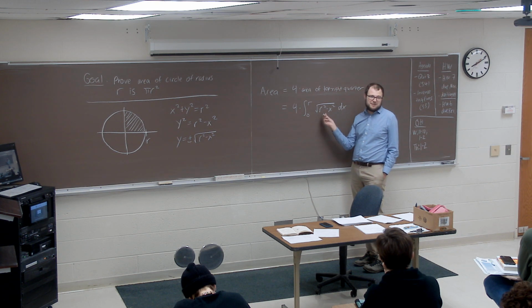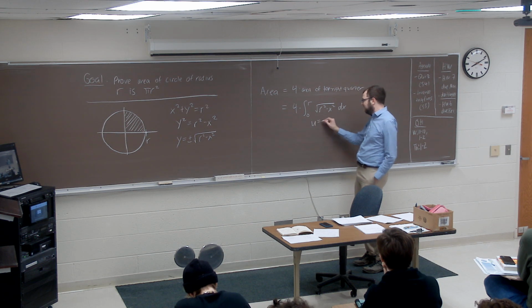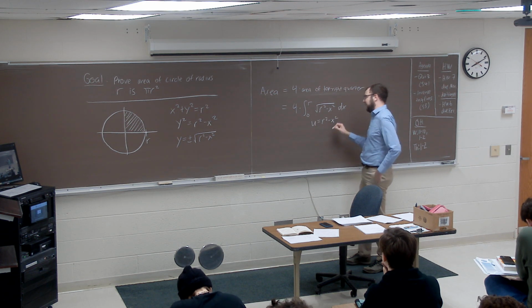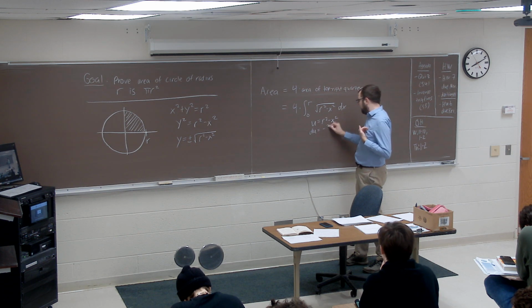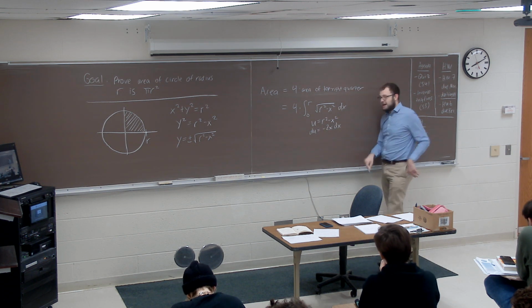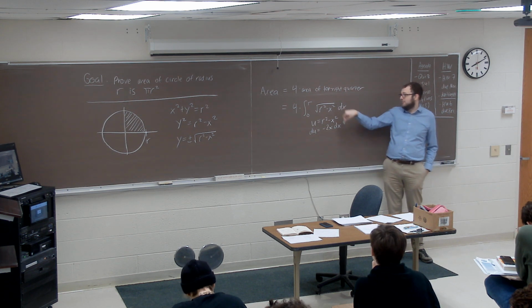Does it look like a u substitution would help us evaluate this integral? Yeah, if you make u r squared minus x squared. Awesome. So if we let u be r squared minus x squared, we'll get du is equal to negative 2x dx. Is that a substitution we can easily make into this integral?